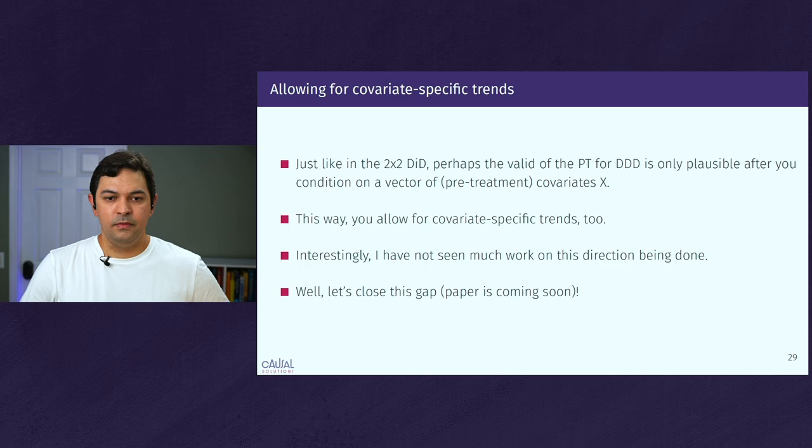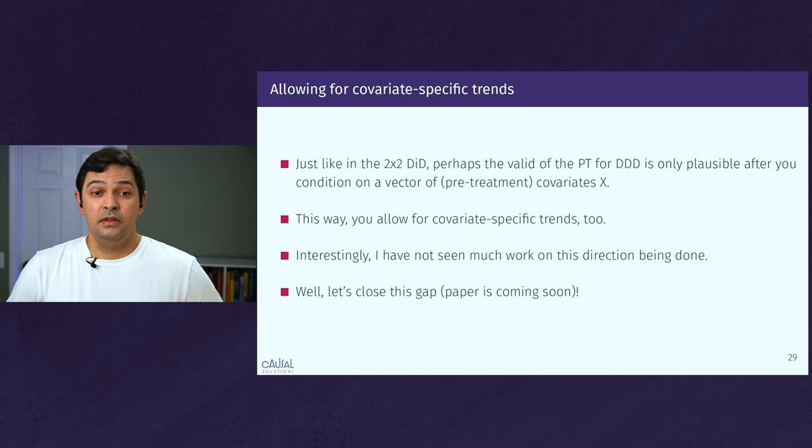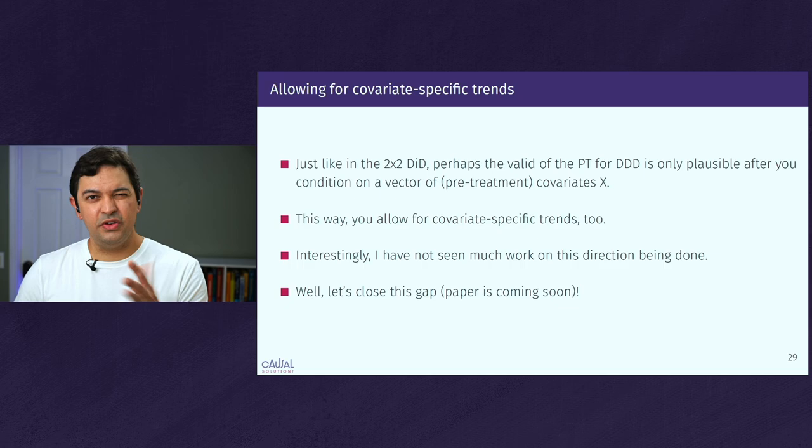So the idea is to close this gap. I haven't seen much discussion of triple differences with covariates. I don't understand why, because many papers do triple differences, and many papers use covariates, but in general it's done, quote unquote, naively. So let's close this gap the same way we have done it before.